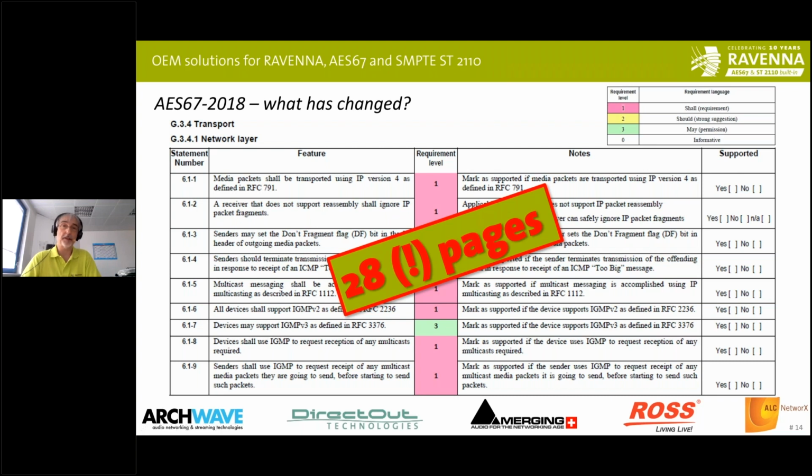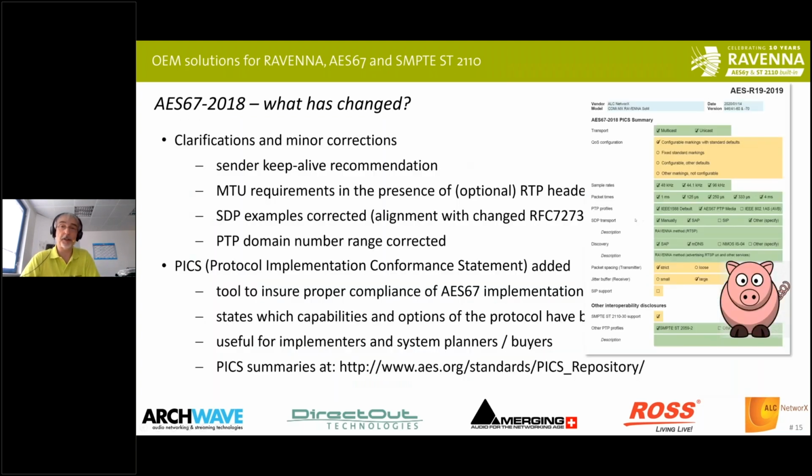is against AES67, we, and that's the standardization group, came up with a so-called PICS Summary Document. This is just a one-page sheet where the implementers, the manufacturers, can mark the most important features and those which have a variability, so that anyone interested in that particular implementation or product can immediately see what requirements are fulfilled by this particular implementation.